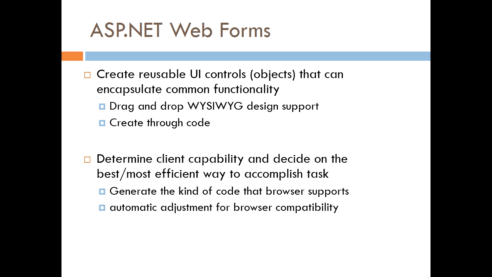Automatic adjustment for browser capabilities: it generates the kind of code the browser supports. So we stick a single control on the page that has a job. How it does that job, in terms of what it sends down to the client, will be different depending on the capability of the client. If it can use the latest, most advanced JavaScript libraries, it'll be writing dynamic HTML or something like that, right? Or using jQuery. If it can't support that, it'll use an older version of client-side scripting. And if it can't do that, it will do it all on the server.